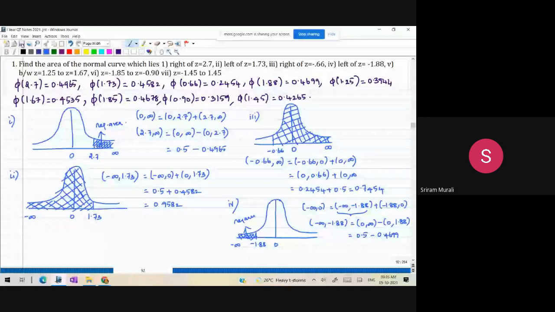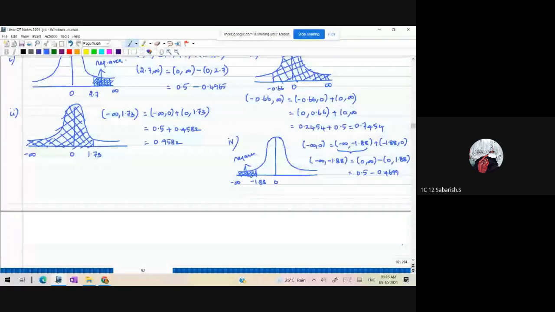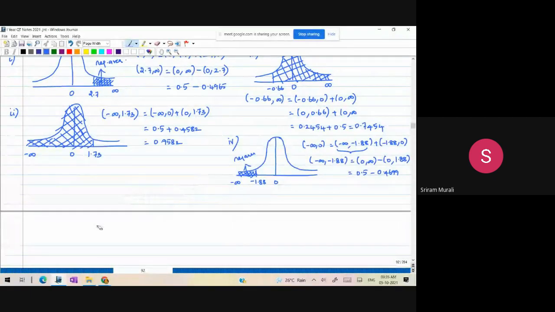Subdivision 5. Minus infinity to 0. I told you, if you change the direction, the sign changes. Why are we changing it? I told you standard normal means I should always vary from 0 to any value, not from any value to 0. Yes, sir. We are converting to the standard normal form.